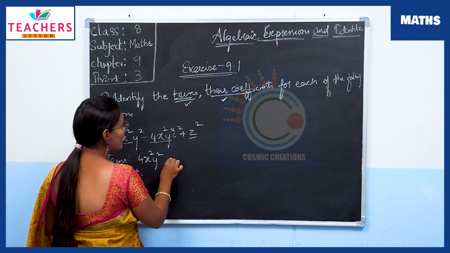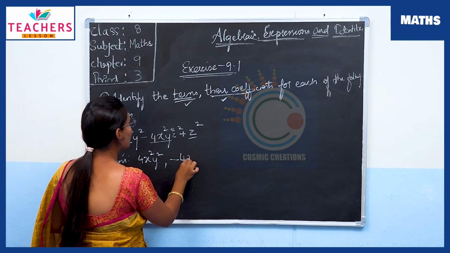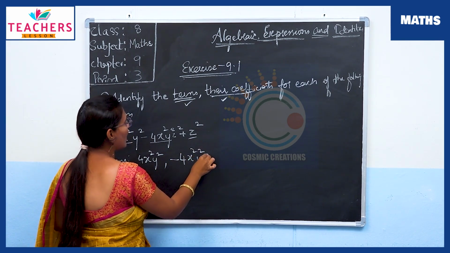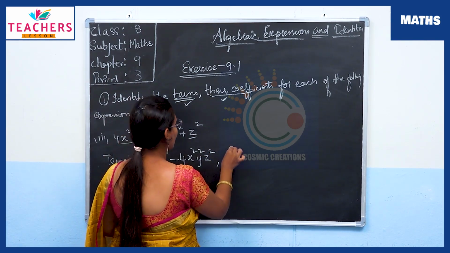What is the second term? Minus 4 or only 4? Yes, minus 4. Minus 4x square y square z square. And what is the other term? We have z square. Yes.